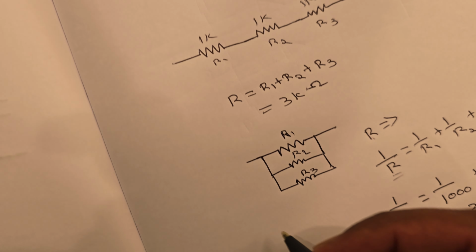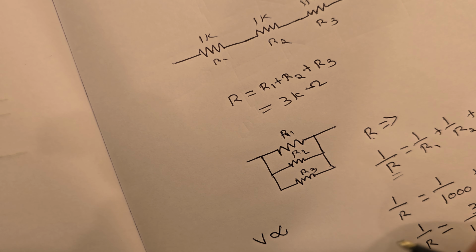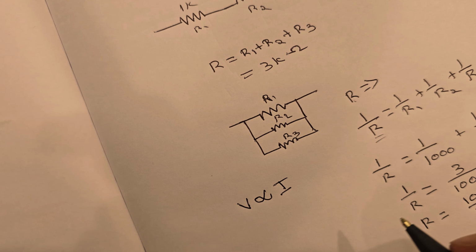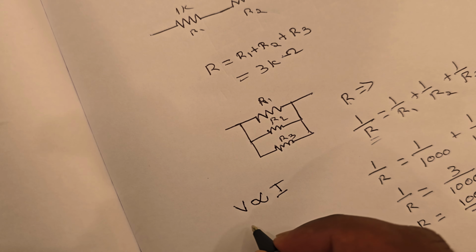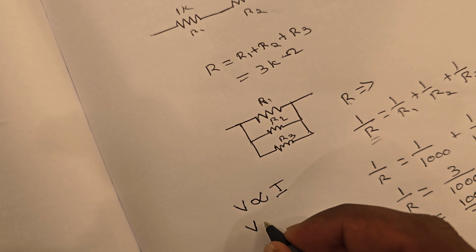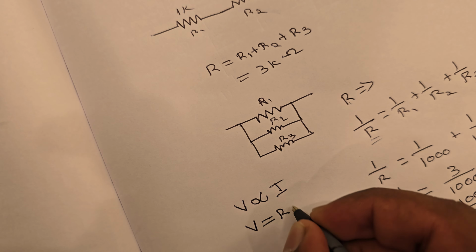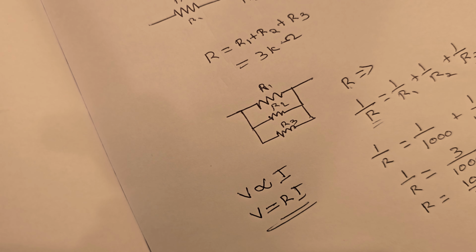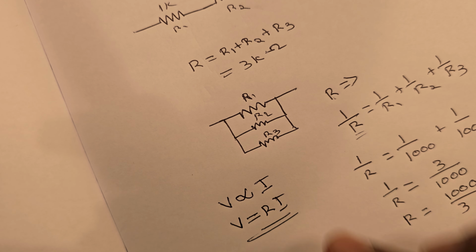Ohm's law states that the voltage across a resistor or a conductor is directly proportional to the current flowing through the conductor, and the constant of proportionality is called resistance. So V is equal to R into I. That's Ohm's law: the voltage across a conductor is directly proportional to the current flowing through it.